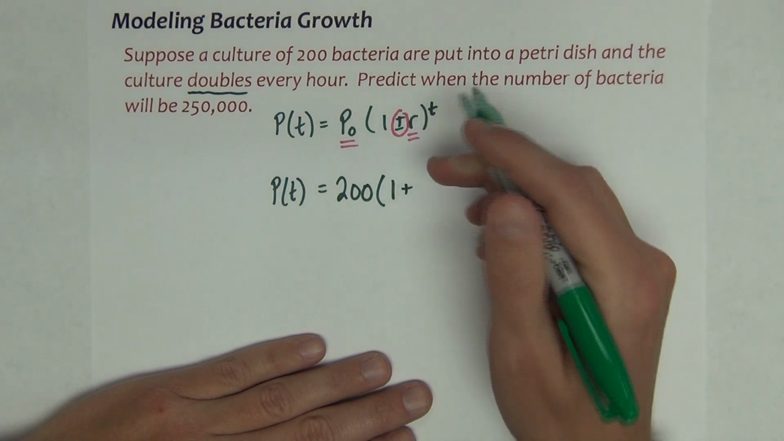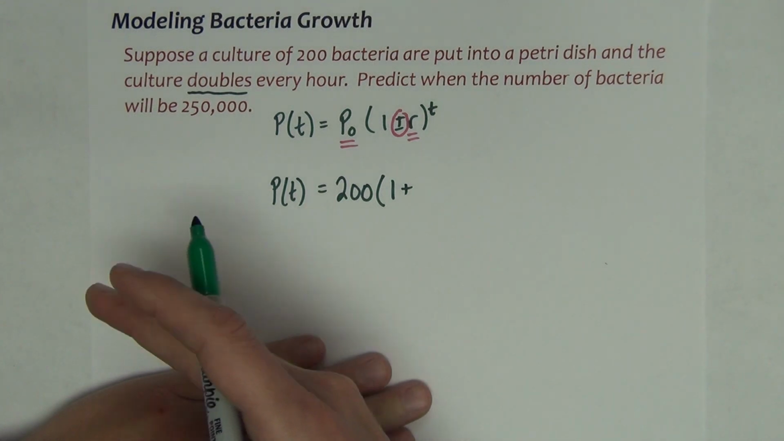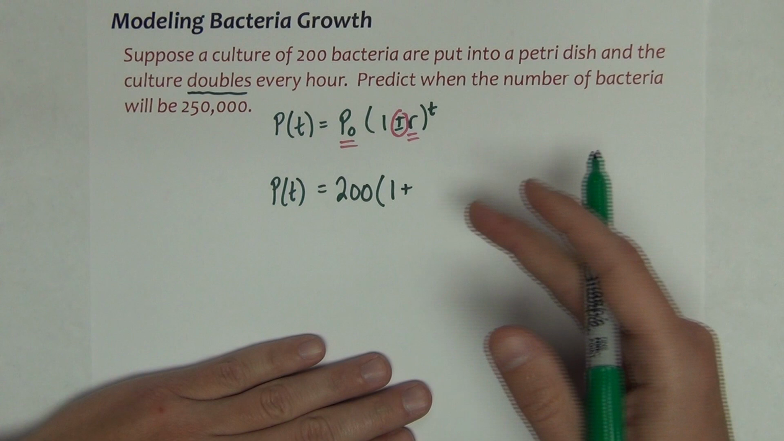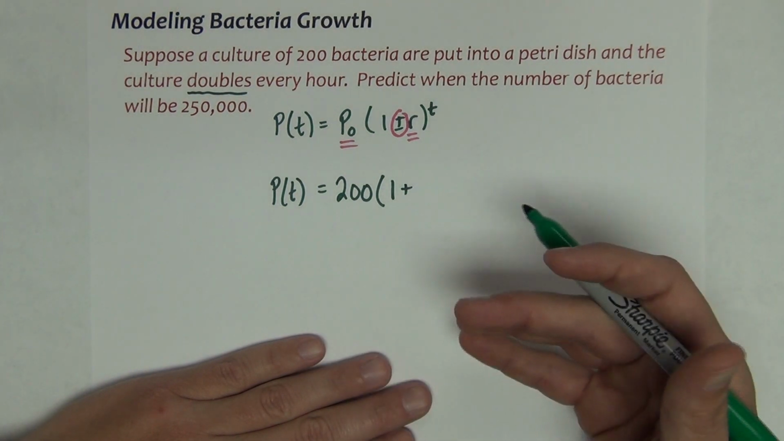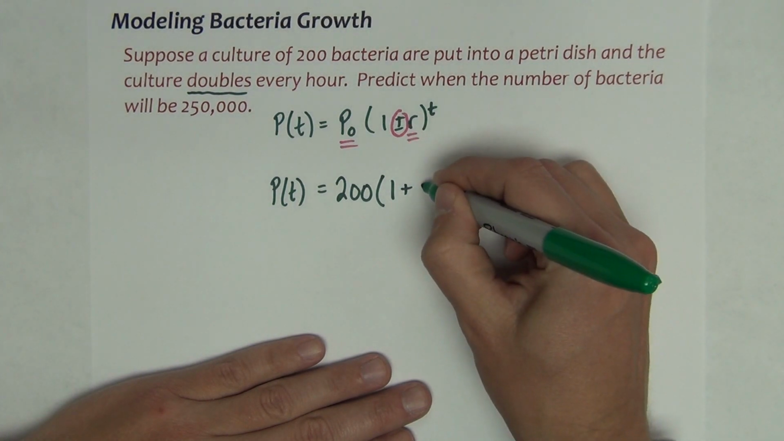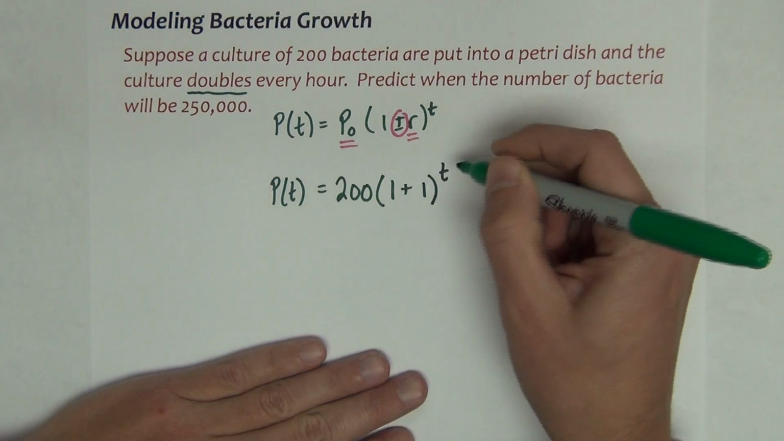And then the percentage rate. What percentage rate would represent doubling? So if we go from 200 to 400, and 400 to 800, and 800 to 1600, what percentage are we increasing? And the answer is the percentage is 100%. So our r as a decimal, 100% as a decimal is 1, raised to the t.